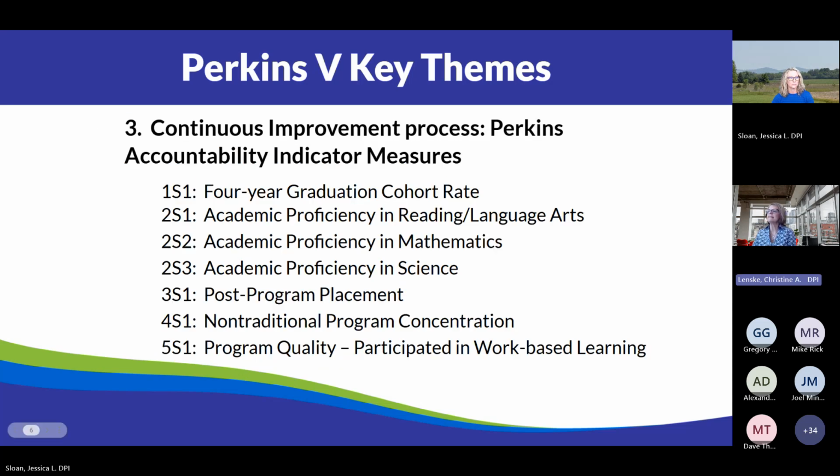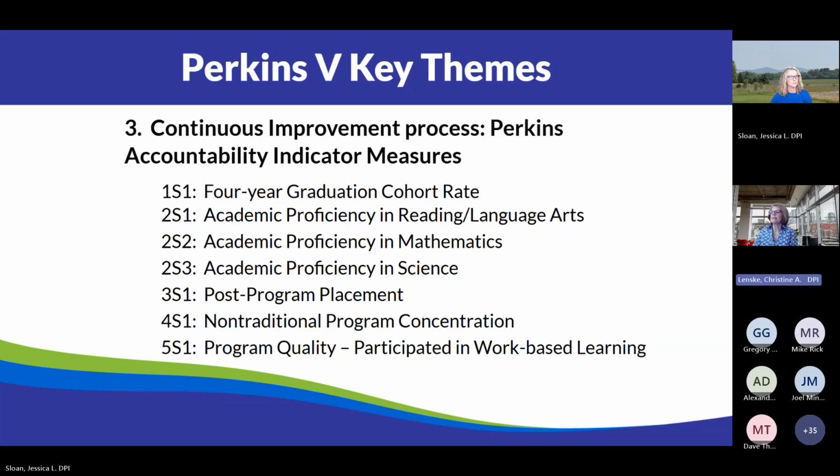The next theme is instituting a continuous improvement process. This entails examining what your accountability data is telling you about the success of your students according to the prescribed indicators in the law. Even if you statistically have met an indicator, there's still room for improvement to increase your results and make sure that each disaggregated student group is making progress.